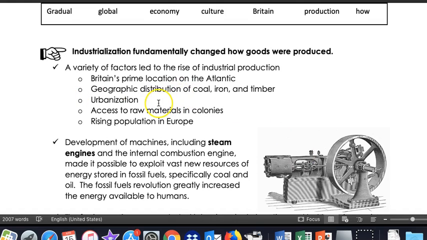A variety of factors led to the rise of industrial production. First of all, you have to understand the growing demand for goods in the world. And in mercantilism, previously, the goal is to sell final goods. And so the only way to make more money is to produce more final goods. So people are trying to find faster ways to produce more stuff so they can profit.